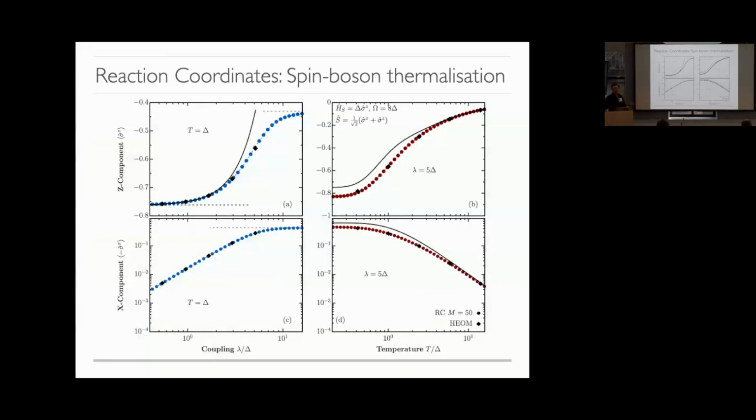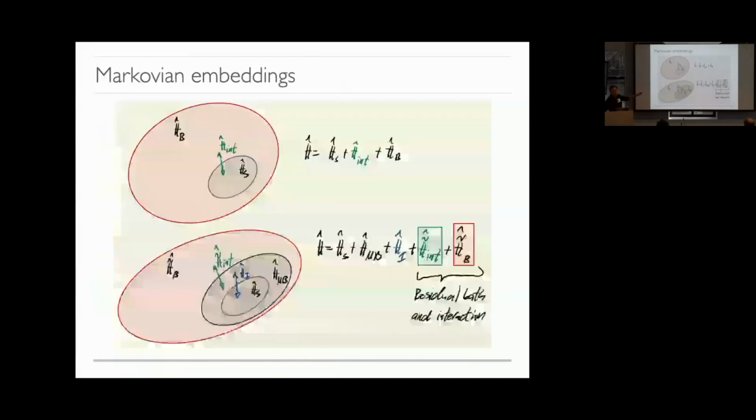This is just a spin boson model with a single bath, the thermalization problem we've been talking about before. The panels on the left show the coupling parameter, and the panels on the right show the temperature. What I'm showing you here, the blue dots, let's take a look at the Z component of the spin first. Before I start, I should mention that the system Hamiltonian is sigma Z, and the coupling operator is this one that admixes sigma X and sigma Z, just to be more general.